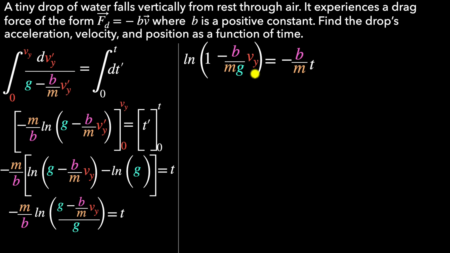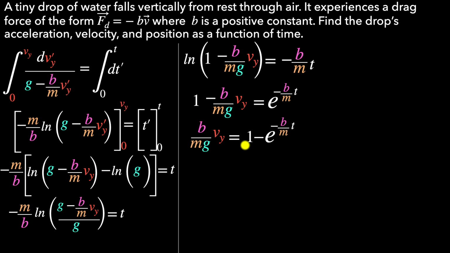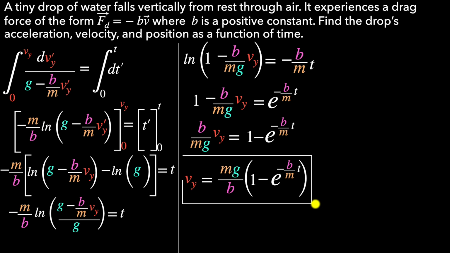So if we exponentiate on both sides, we take e to the power on both sides, then on the left-hand side, e to the power natural log of this gives me just this. And on the right-hand side, we get e to the power this much. Okay, we're almost home. Let's do some more rearrangement, and eventually we'll get an expression for the velocity.